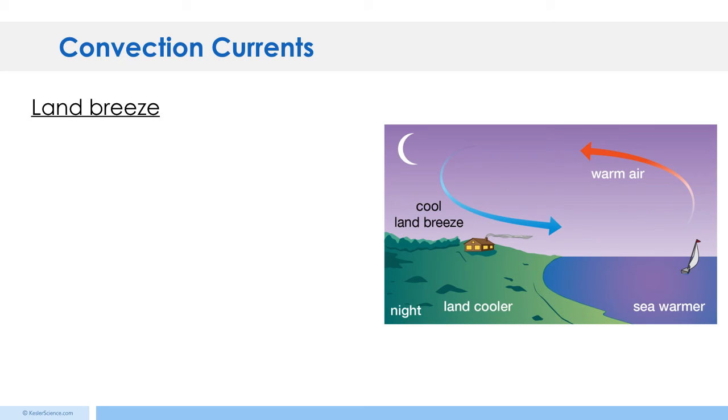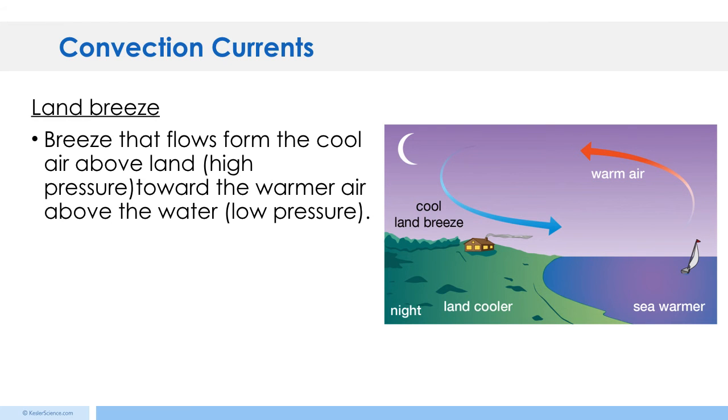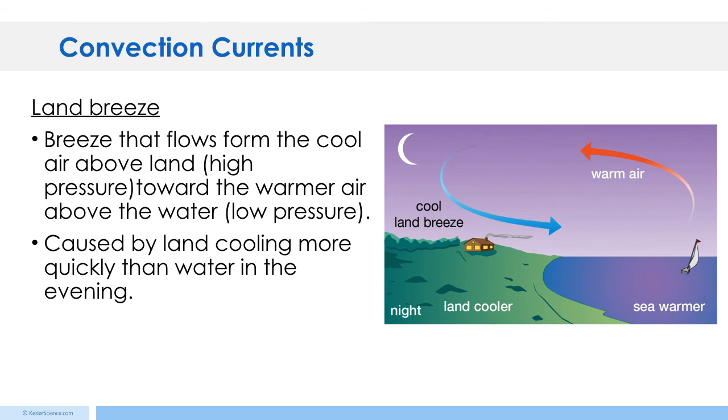Now, the opposite of our sea breezes is a land breeze, and we tend to get these in the evening. You see in our little picture here, the moon is out, and what's happening is now we have a breeze that's flowing from the cool air above the land, which is a high pressure area now, towards the warmer air, which is over the water. We know that during the day, the land heats up faster than the water does, but at night, it cools down faster than the water does. So during the day, you get breezes that come off of the water, and at night, you tend to get breezes that come off of the land heading towards the water.